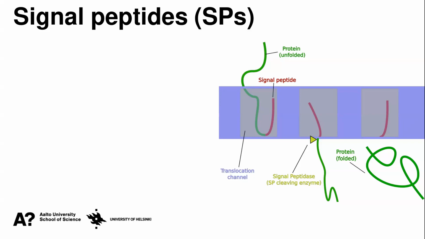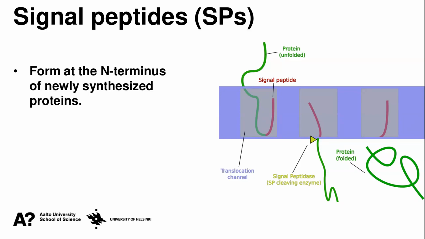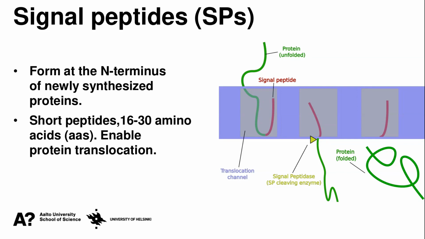First, I will present a short biological background. Signal peptides are short amino acid sequences that form at the N-terminus of newly synthesized proteins. They are usually about 16 to 30 amino acids in length, and their role is to facilitate the translocation of mature proteins. After the translocation occurs, signal peptides are cleaved from the secreted protein by specialized enzymes called signal peptidases.